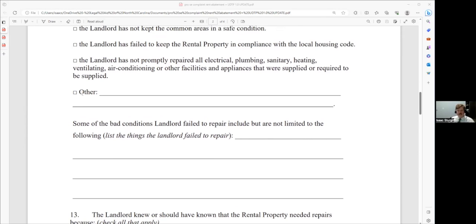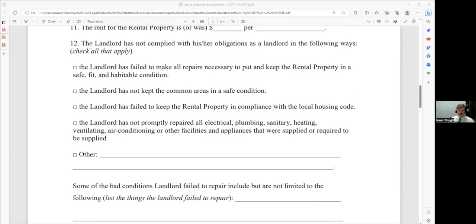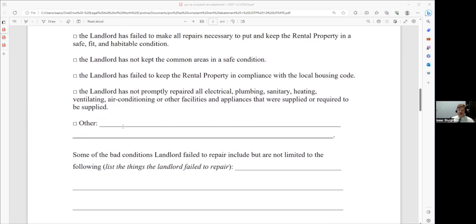Then there's a box that says other. So if it's something that you think doesn't fit into any of these other categories, that's a place to check that box and then write in what the landlord did wrong with respect to the repairs. Again, we're just saying the landlord may have done other things that were wrong besides not keeping the place in good repair, right? But this is really just focusing on the landlord failing to make repairs.